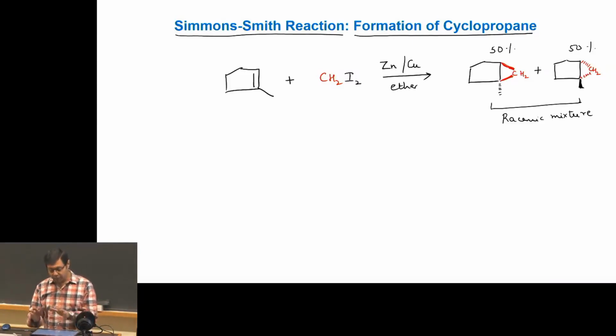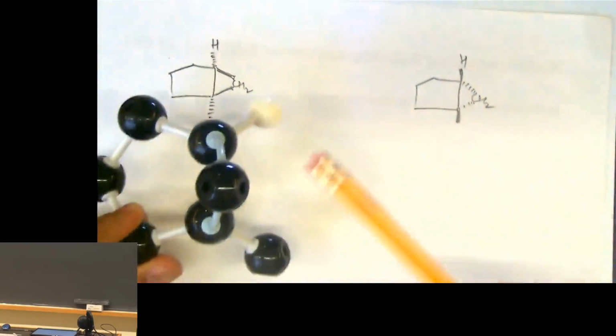So let me show you with the help of the model these two molecules. Here are the two molecules with the cyclopropane ring on the top and at the bottom. Let's take a look at the models. Here is the molecule with the cyclopropane ring on the top. Hydrogen here is at the bottom, CH3 here is at the bottom, okay, as you can see that, right? And this is your 5-membered ring, all right? So this is one molecule and there is equal probability to form the other.